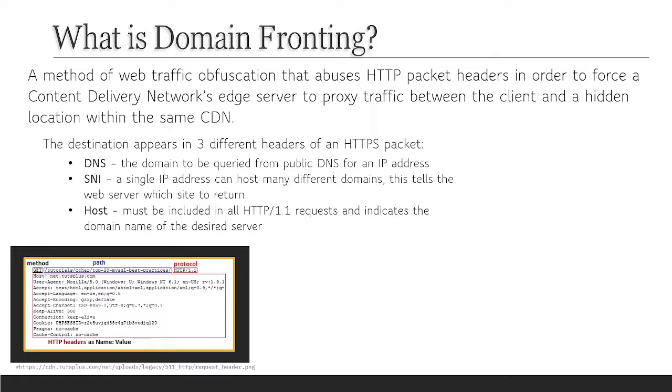So within every HTTPS packet, there are 3 locations where a destination address appears. That's in the DNS header, which is sent to public DNS in exchange for the corresponding IP address. It's in the server name indication header, or SNI. Often a web server with one IP address will be hosting multiple different domains, so this SNI header tells the web server specifically which domain on that IP address we are requesting. And finally, the host header, which is a remnant from HTTP 1.1, and it's still required to be in all HTTP requests.